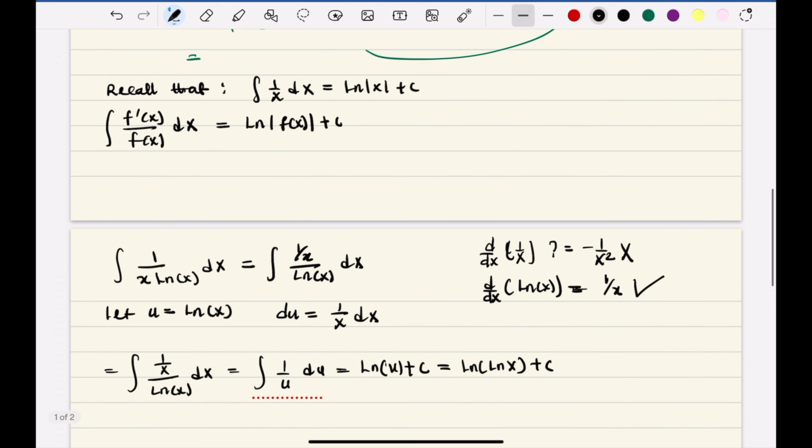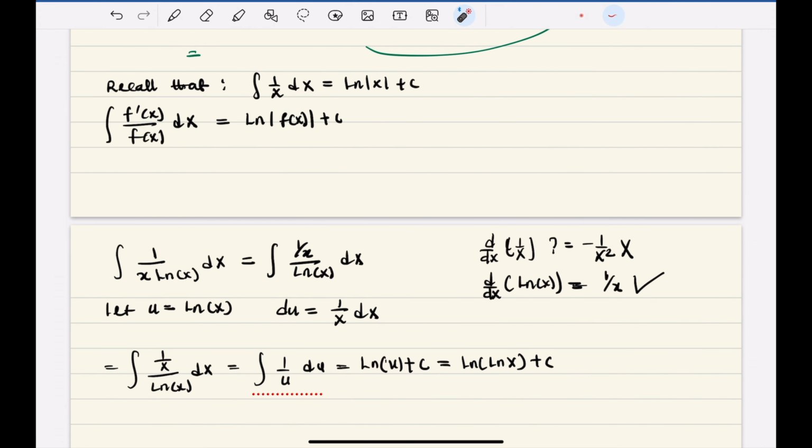However, if I just want to use this formula over here, once I write it in this form, whereby I have the derivative of a function divided by the function, this is just going to give me the ln of the denominator, which is ln of ln x.